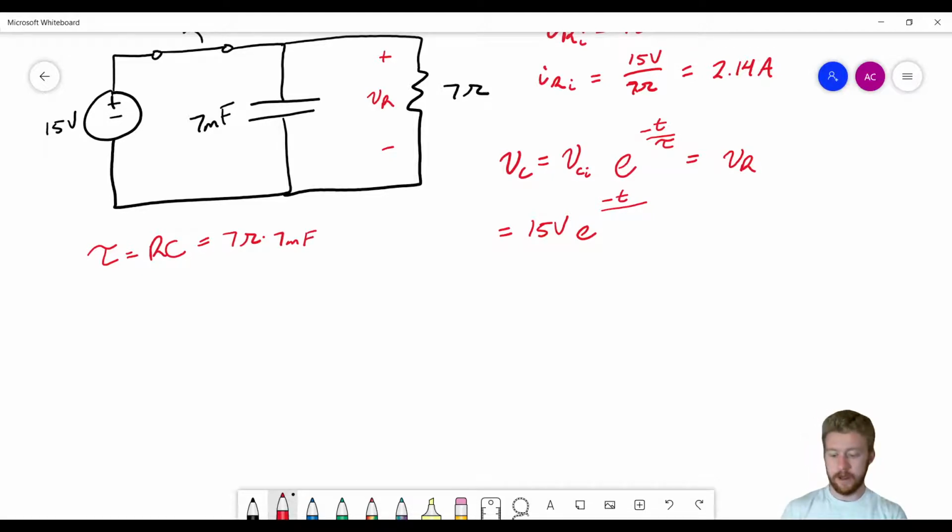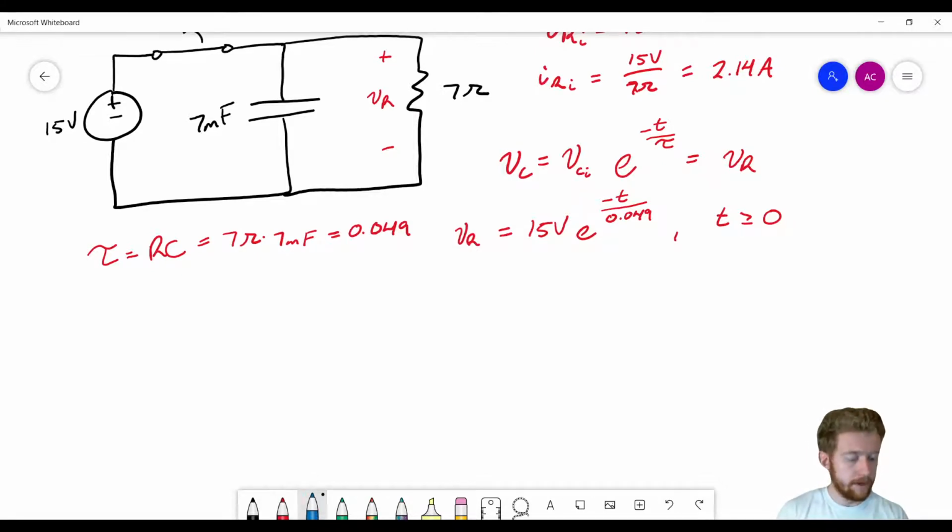And if we work that out, that's going to be 0.049. So that's our tau, and we can put that over here. And this is going to be for t greater than or equal to 0. So this is the voltage across that capacitor, which is the same as the voltage across that resistor. So now we found the voltage across the resistor.